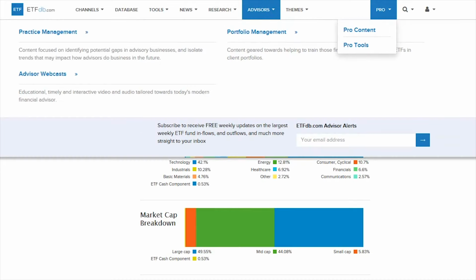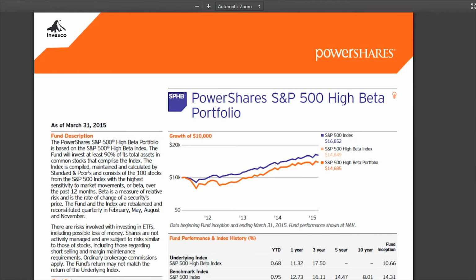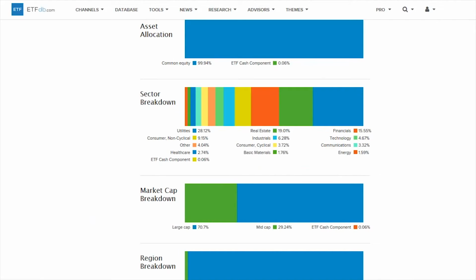Now, if you look on this fact sheet here from PowerShares, you can see that there's the description. It invests in stocks that have the highest sensitivity to market movements, or beta, over the last 12 months. So this is showing stocks that have higher risk.